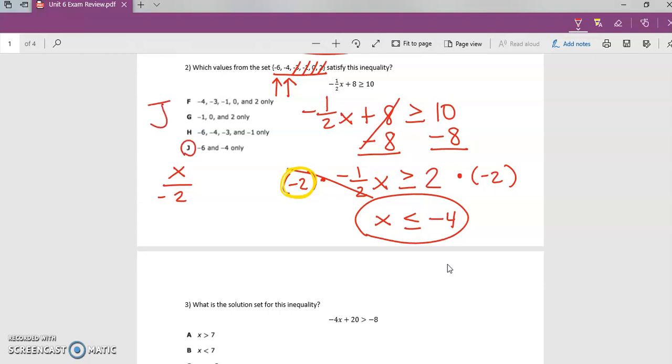Because again, those are the only numbers in this set of solutions that would fit it. If you tried to put 0 in, it would be a number that's greater than, so it wouldn't work. If you tried to put negative 3, it would be greater than, so it doesn't work. These are the only possible numbers it could be: negative 6 and negative 4 from this group of numbers.